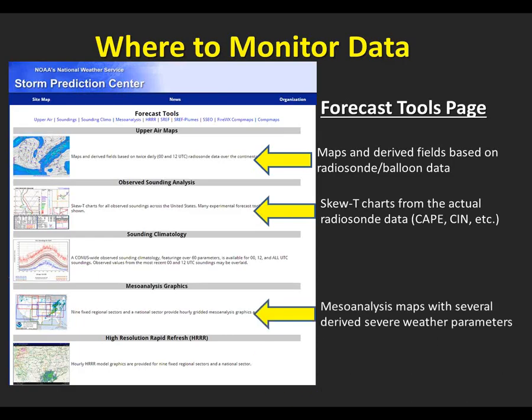And then finally, at the bottom, the mesoanalysis graphics, and there's lots of different parameters that you can look at with regards to severe weather on this mesoanalysis graphics page. And you can see those little boxes on the map there, it's sectorized, so you can look at different regions.